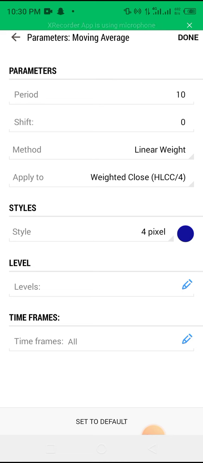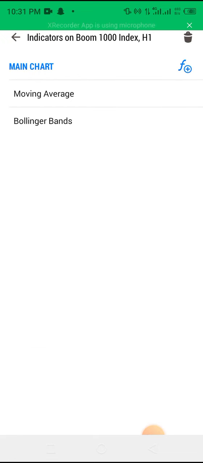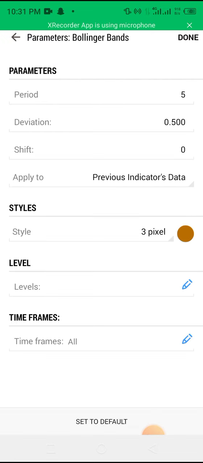I'm using blue color. Why I'm using 4 pixel is because I want it to be more bold on the screen. Use any color of your choice, but let it be a visible color that you can differentiate from the chart and your indicator. After that, you click on done. The next one we will be adding is the Bollinger Bands, which has the period of 8, deviation of 0.500, shift 0, applied to previous indicator data. Style is 3 pixel. You can use 4 pixel if you like. I'm using 3. I'm using gold color. And after that, you click on done.